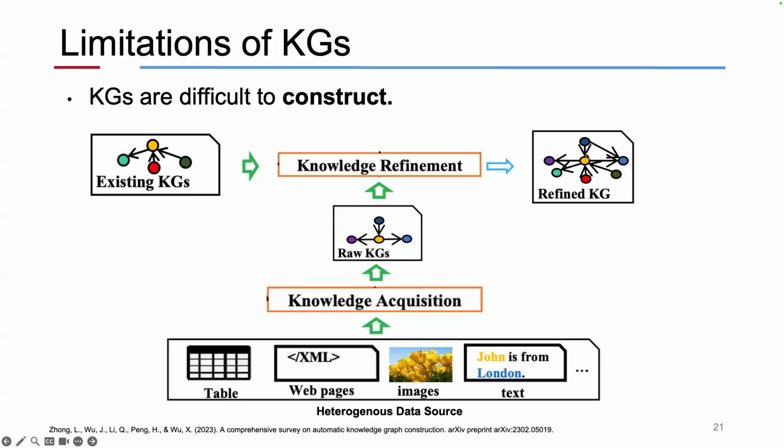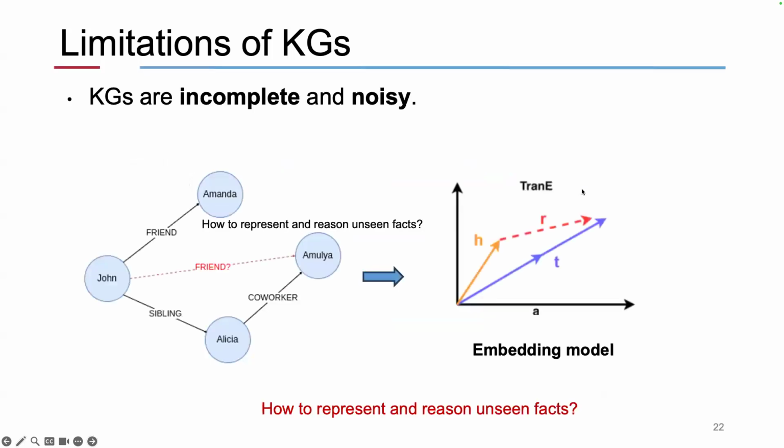And also, when new entities, new facts, and new data come in, we have an existing knowledge graph, and for the new data we need to do this process again to update from the existing knowledge graph to a refined knowledge graph. So knowledge graphs are quite difficult to construct.